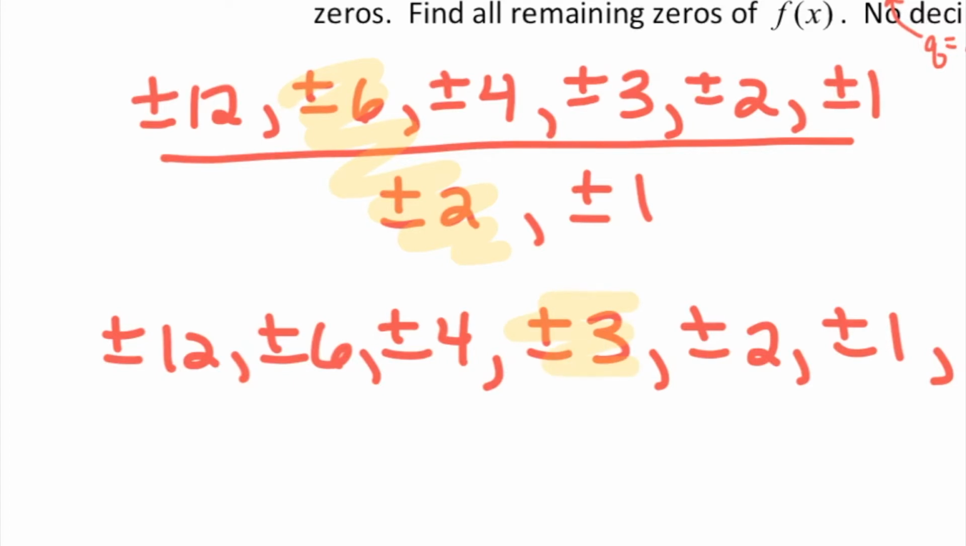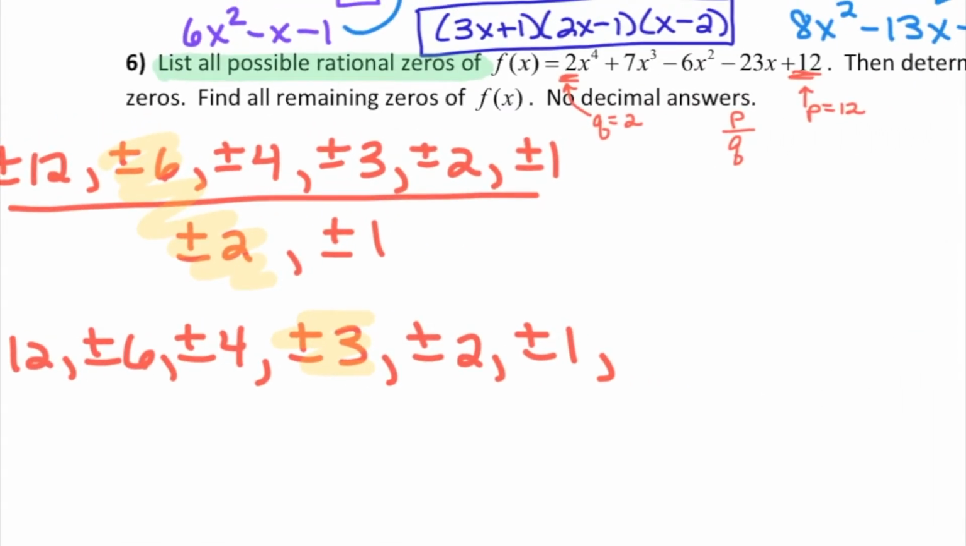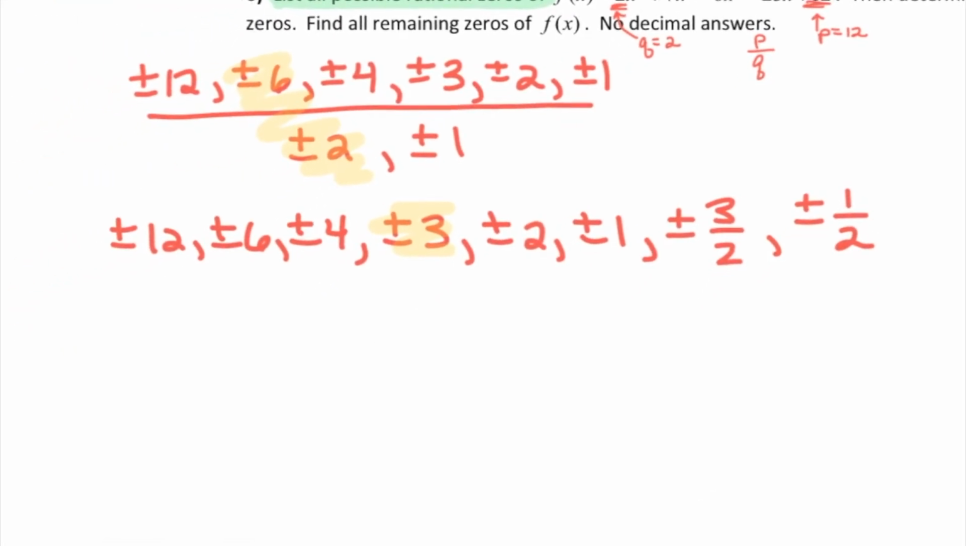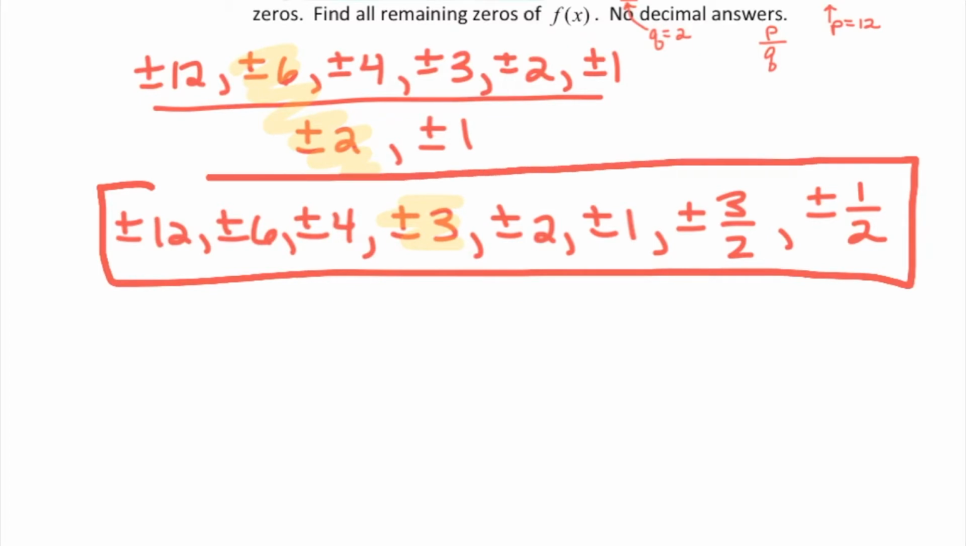12 over 2 is 6. 6 over 2 is 3. I've already got both of those. 4 over 2 is 2. I've got that. But I don't have 3 over 2. So plus or minus 3 over 2. 2 over 2 is 1, so I've already got that. And then 1 over 2, which I don't have, so plus or minus 1 over 2. So your list of possible rational zeros is all of those numbers.